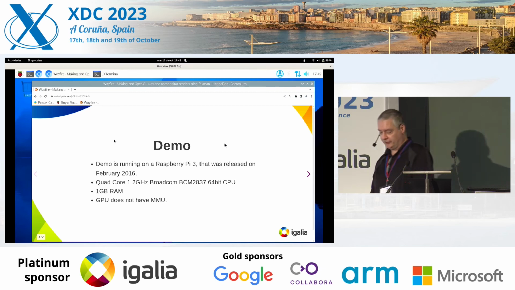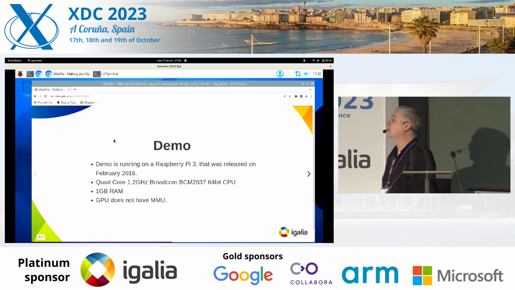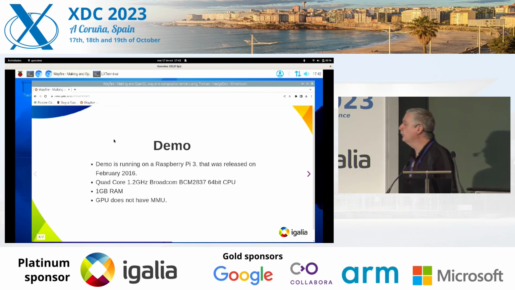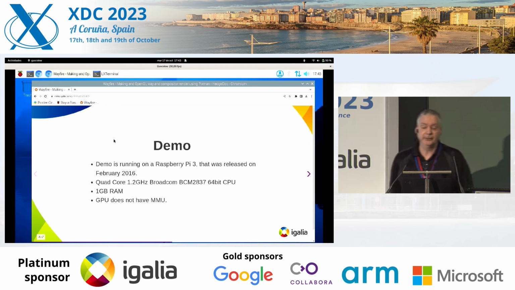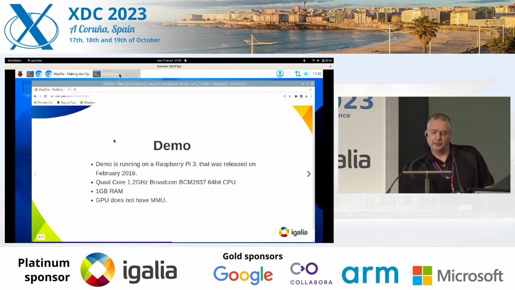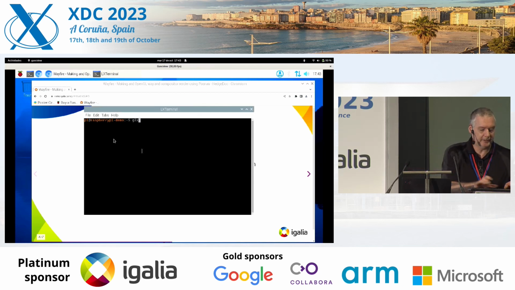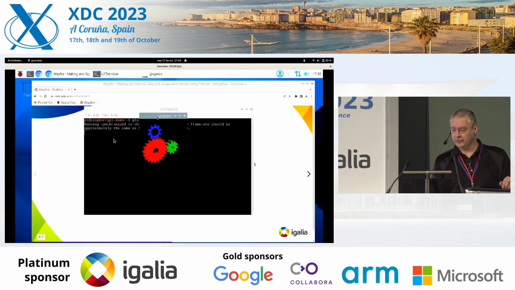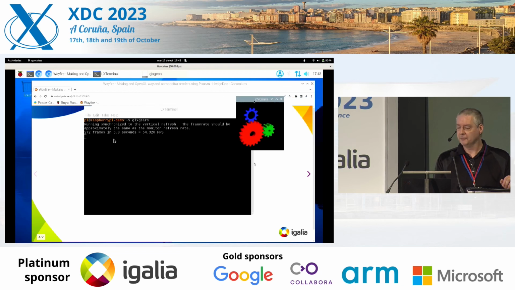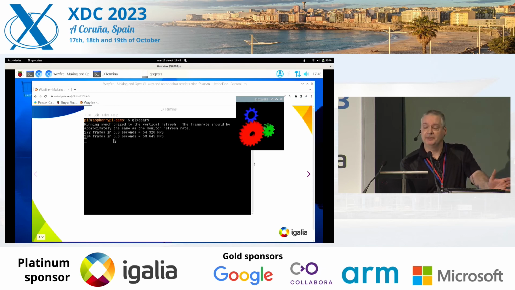This demo is going to run on the RPI 3, which was released in February 2016 with a quad-core Broadcom 1.2 gigahertz, a gigabyte of RAM, and the GPU does not have any MMU. So what I wanted to show is that even though this is software rendering, we can still get hardware acceleration. I mean, there's the obligatory GLX Gears going on. And that's not using llvmpipe, that's actually using the VC4 driver.